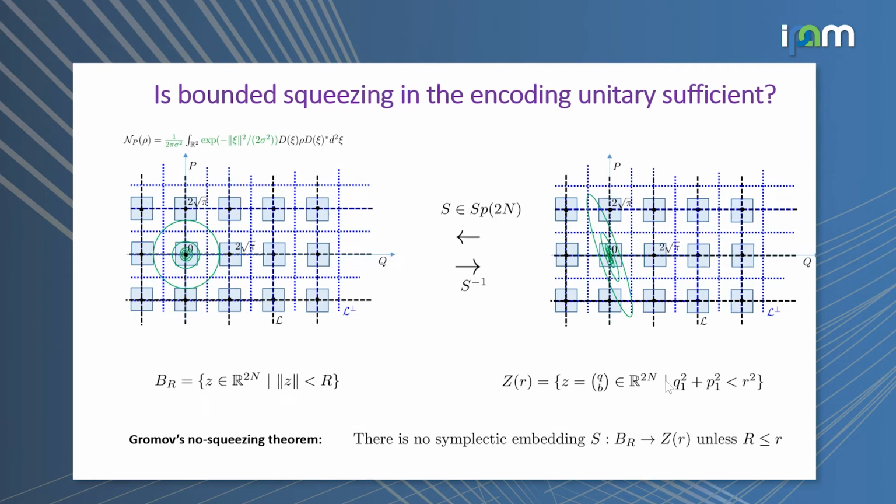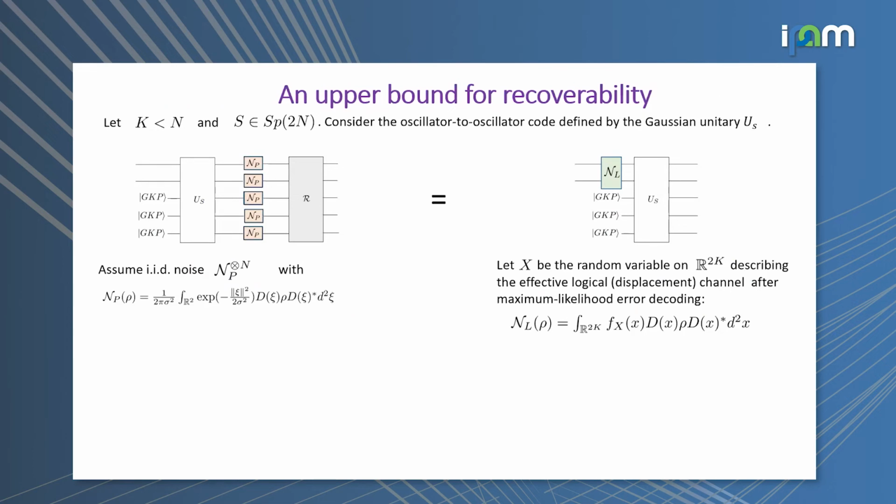So squeezing we're going to quantify by the maximal symplectic eigenvalue of such a matrix. Okay, so now I can state our main result. Basically we're considering this setup with Gaussian noise of variance c squared on each mode. And this is equivalent, if you use this decoding strategy, to some logical displacement channel, which basically applies a displacement with some distribution x. So the question, of course, is what is the variance of this random variable x, or how is it distributed?